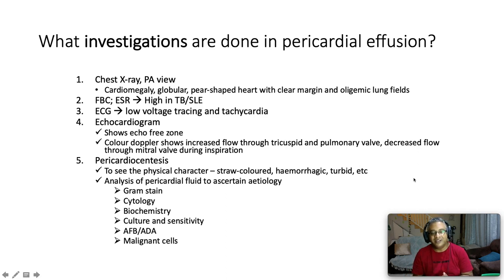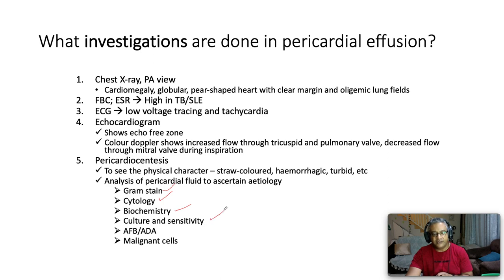What you want to do is see the physical characteristics of the fluid. Just like when we're doing an ascitic tap or a pleural tap, you want to macroscopically inspect that fluid and check what's the color. Is it straw-colored? Is it hemorrhagic? Is it turbid? Then you want to send the fluid off to the lab for analysis to ascertain the aetiology. Good tests to do would be a Gram stain, cytology, and biochemistry, looking at your protein, glucose, and LDH.